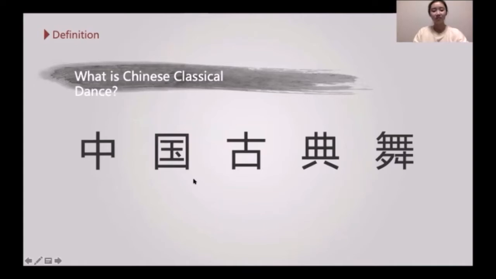The first 2 words, 中国, mean China. The third one we call 古 in Chinese, and this means ancient in English. So it's something from a really long time ago or that has a really long history. The fourth one is 典. You can just follow if you want to learn some Chinese, of course. 典, in English, is called classic.